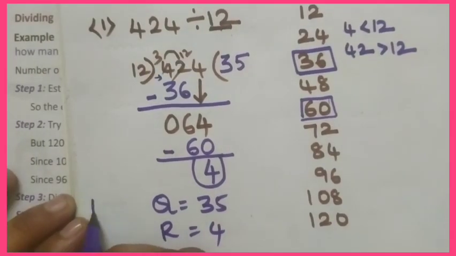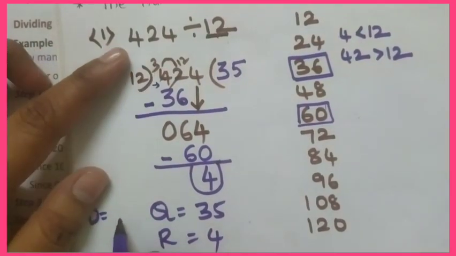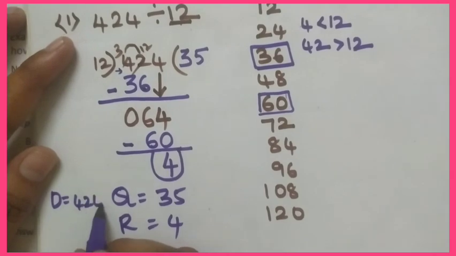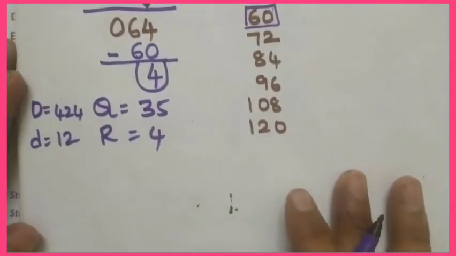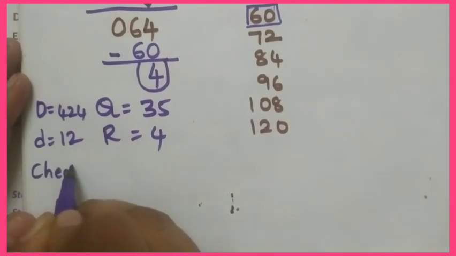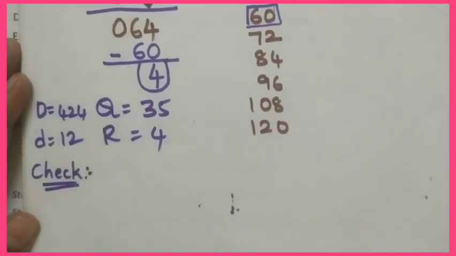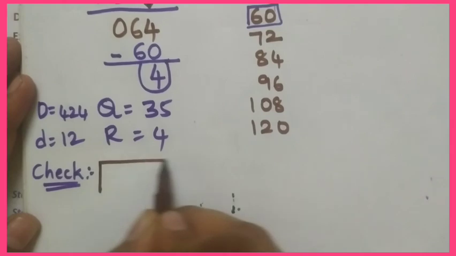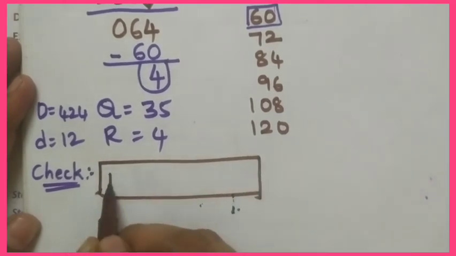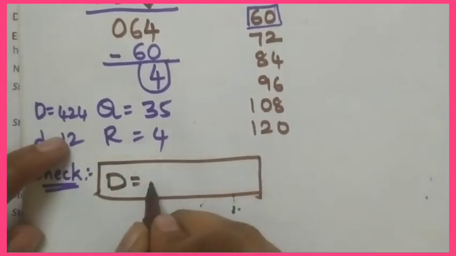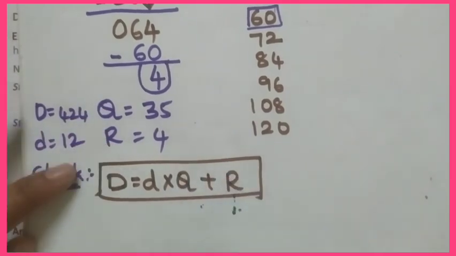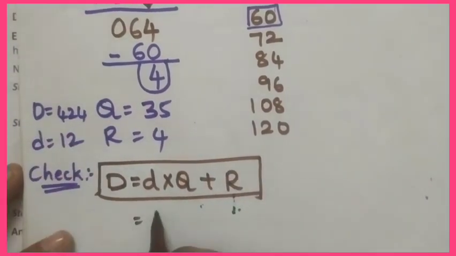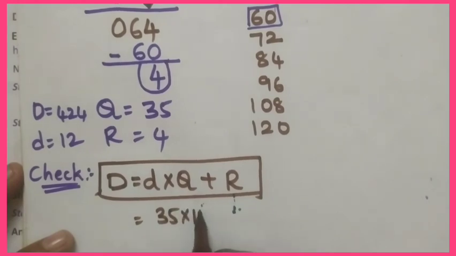In the question they gave dividend as 424, divisor as 12. Okay, now let's do check. What is the formula for check? Yes. Capital D, dividend is equal to divisor into quotient plus remainder. Okay, therefore 35 into 12 plus 4.